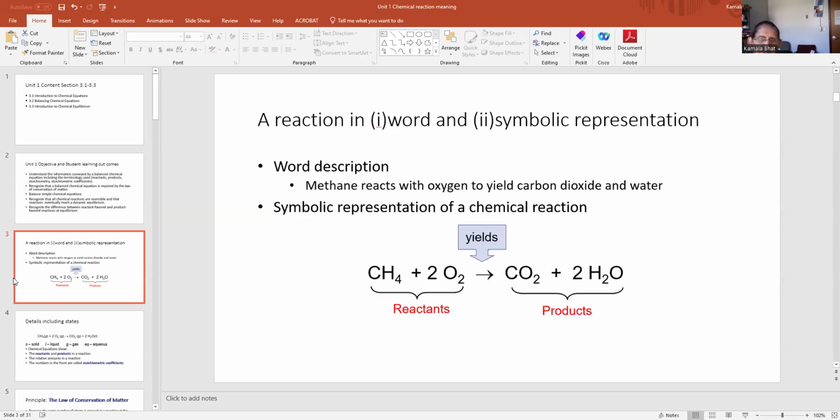A reaction is shown below in words and in symbolic representation. The word description is that methane reacts with oxygen to yield carbon dioxide and water. The symbolic representation is you write the formula of the reactants and the products. Methane gas has the formula CH4 plus 2 O2. The arrow indicates yields, and CO2 and 2 H2O are the products that are obtained.